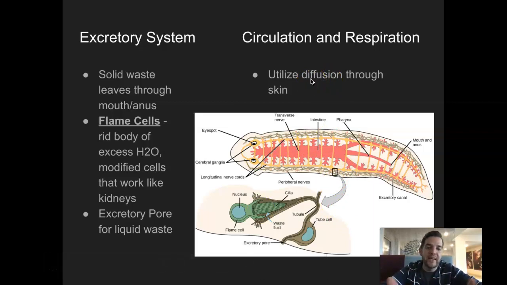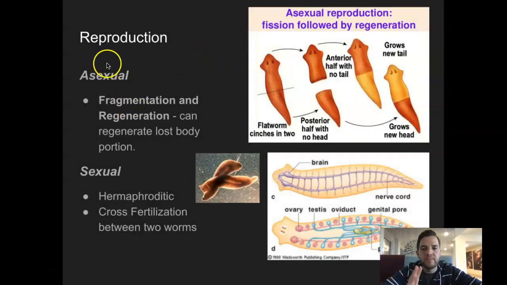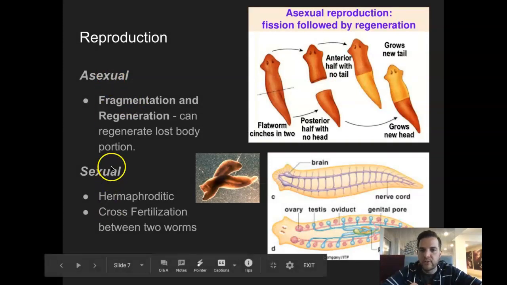So bringing oxygen in from the water around them, pushing CO2 out. Even though they're not breathing, they are still needing oxygen for cellular respiration and releasing carbon dioxide as a product. And so they still need a way to get rid of those. In terms of reproduction, they can undergo asexual and sexual.